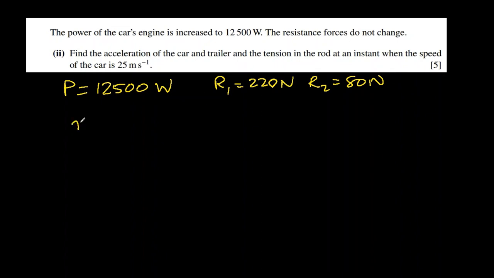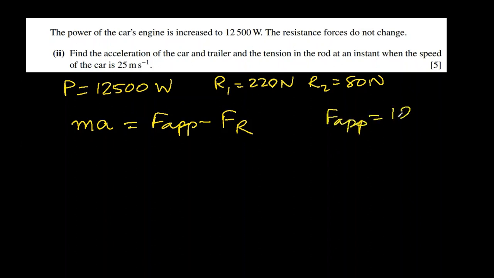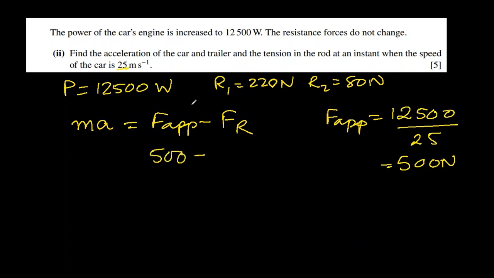So we can use this equation, F net, which is ma, is equal to the applied force minus resistive force. So applied force, can you find again by this relationship, power which is 12,500 in this case, and the speed is given, yes, 25. So 12,500 divided by 25 is 500 newtons. That's the applied force. So applied force is 500, resistive forces, both of them together, were 300.